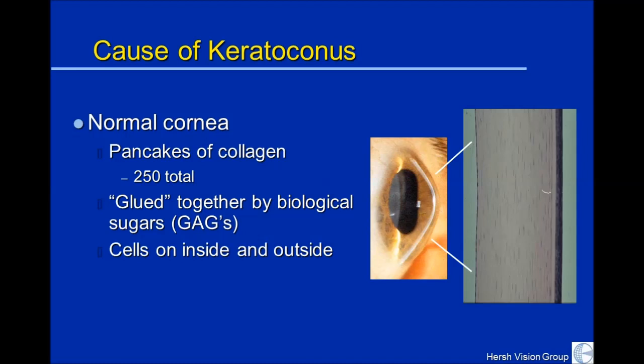And these are glued together by what I call biologic syrup. So you have pancakes that are glued together by syrup. The syrups are glycosaminoglycans, which are the natural sugars that are produced in the body. And in between these pancakes are cells. So these little dots that you see are actual living cells that are called the keratocytes. To finish up corneal anatomy, on the inside of the cornea, we have the endothelial cells, which are important to corneal structure and corneal function, but in general are unaffected in keratoconus.